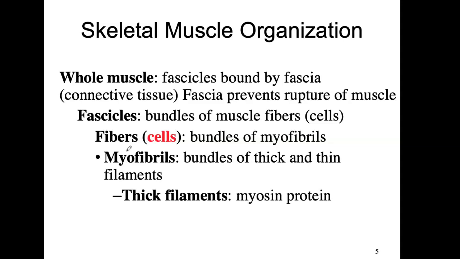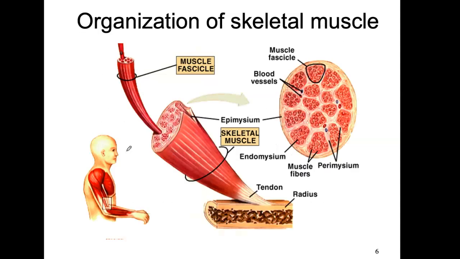The thick filament is particularly which protein? It's called myosin. The thin filament is which protein? It's actin. So if we build back up, we have actin and myosin in these myofibrils. You have bundles of myofibrils inside a cell. Bundles of cells make a fascicle. Bundles of fascicles make a whole muscle. Okay? Hopefully you're getting the picture here.